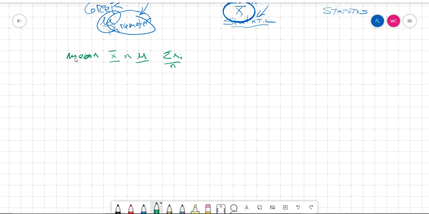Okay, so let's take some numbers like 2, 4, 6, 8 and 10. So we have 5 numbers there, and I think it's pretty clear that the mean is 6. It's right in the middle. If you add them all up and divide by 5, you're going to get 6.